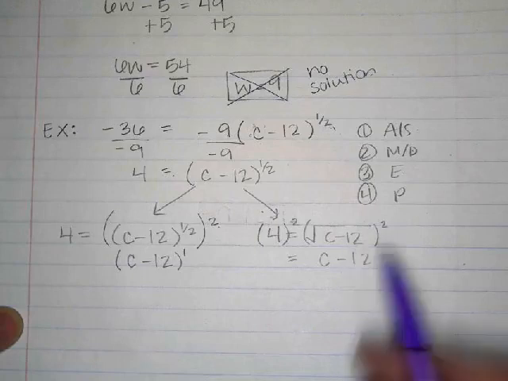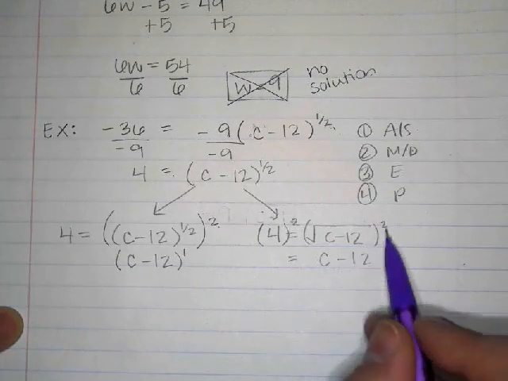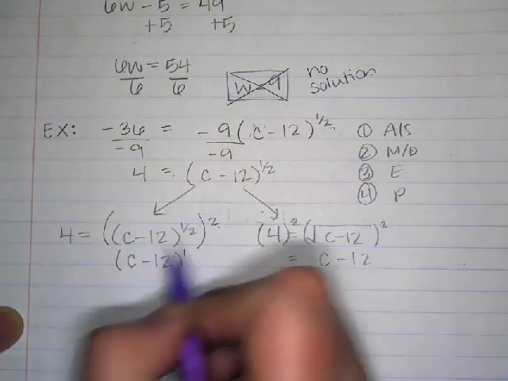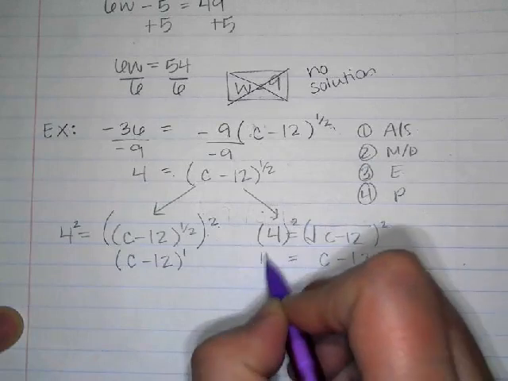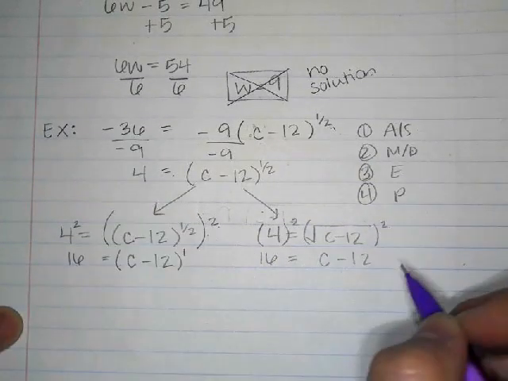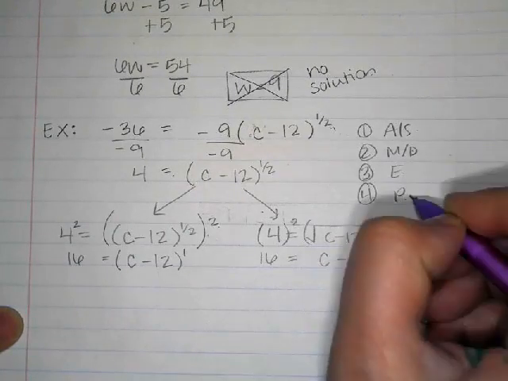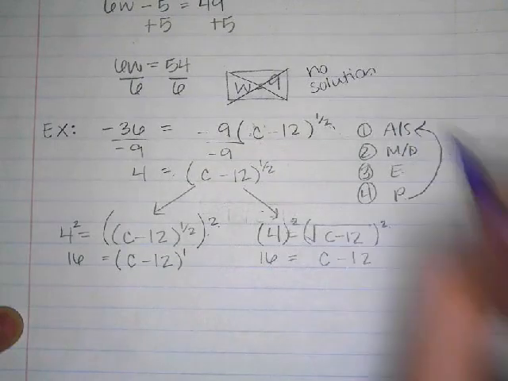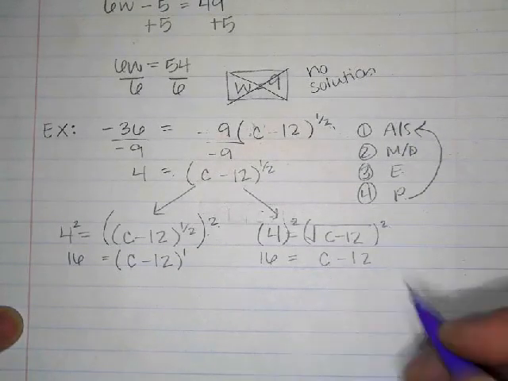All right, so if I square the right side, I should square the left side. So either way, we have 16 equals C minus 12, both sides. We got to the inside of the parentheses, so now we're going back up to the first step. Is there something I could add or subtract to get it away from the C? I can add the 12.